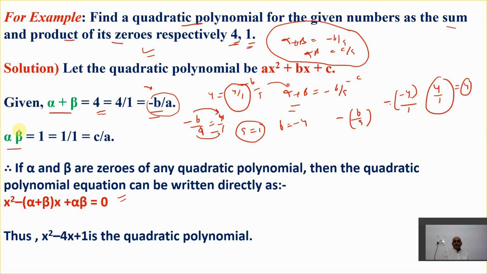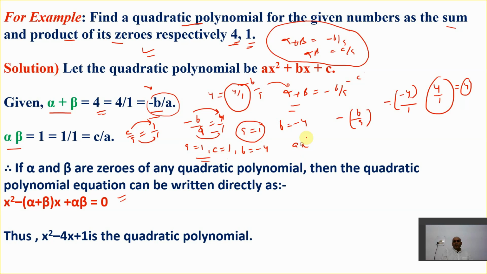In the same sense, if I go with the product here, I get 1, and the product is c by a. So c by a is equal to 1 by 1. In this way, I get the value of c as 1 and a as 1. So we know that the a value is 1, the c value is 1, and the b value is -4. So we get all the values of a, b and c.